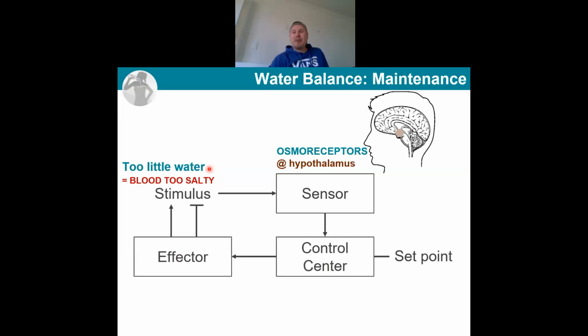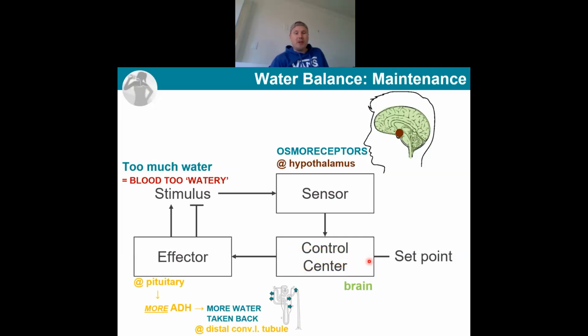So again, we have osmoreceptors in your hypothalamus of the central nervous system. The brain is going to be the control center. There's the set point, what would be the normal amount of salts in the water. And if we need to act on that, this time the pituitary gland ends up releasing more ADH, antidiuretic hormone. More water is now taken back at the distal convoluted tubule. So as a result, we are producing less urine. So we're conserving as much of the water in your blood as possible.